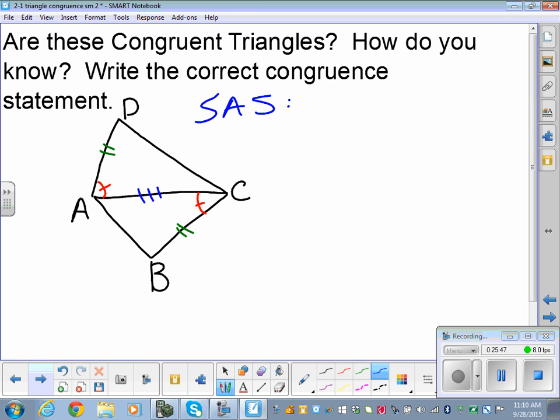So triangle, let's go with ADC. Is congruent to triangle. So A was red. So I'm going to go with my other triangle, find red. It's C. D was on between the green side and the blank side. So the blank and green side would be B. And then C is between blue and blank. So down here, between blue and blank is A.